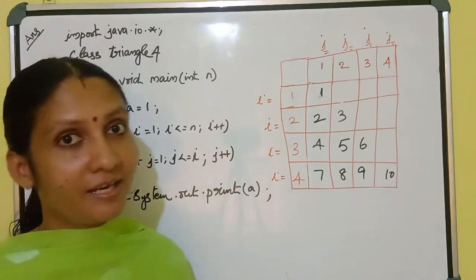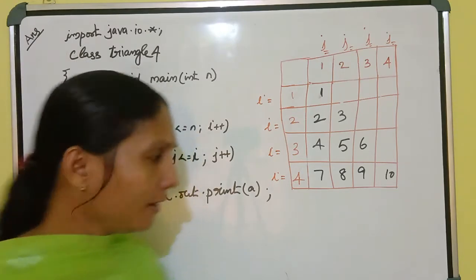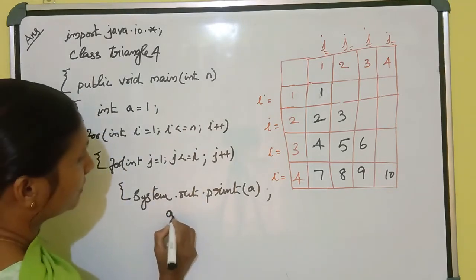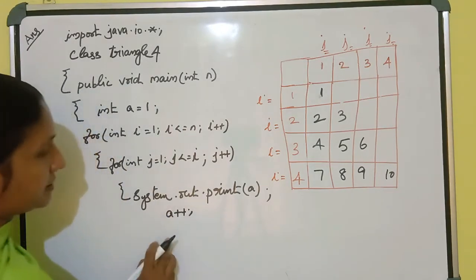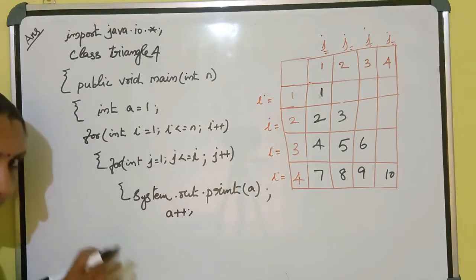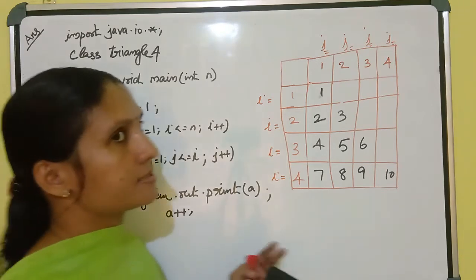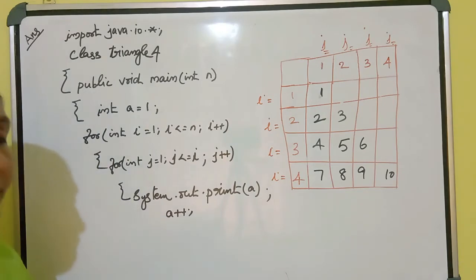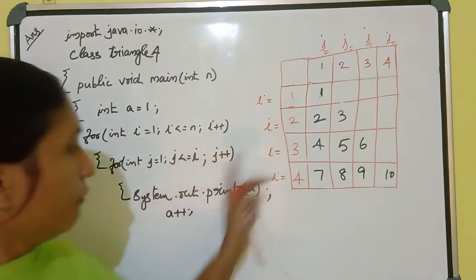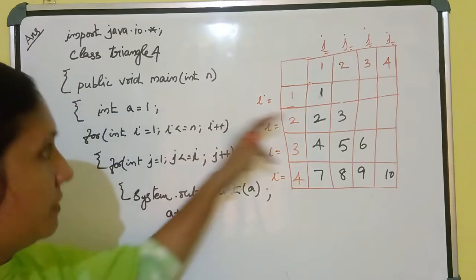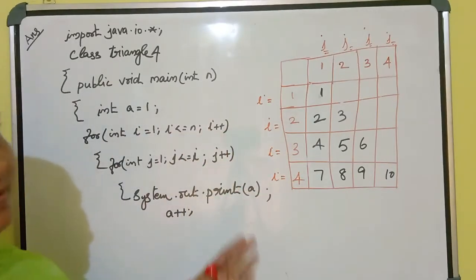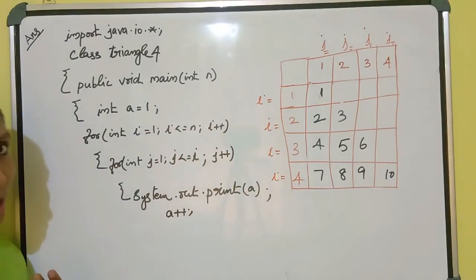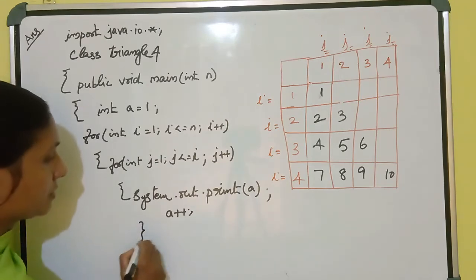Then a is varying. How can you increase the value of a? It's very simple. We can give a plus plus. After each time, when the column is changing or when the row is changing, the value of a will be varying. That means next time the value of a is equal to 2, next time 3, next time 4. That much a will be incremented. Then just close this one.